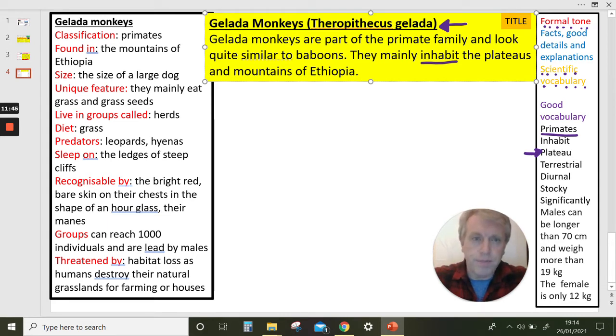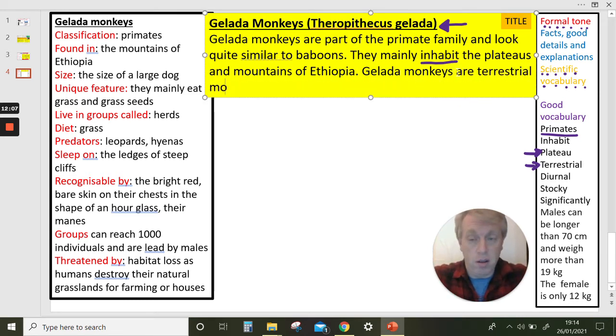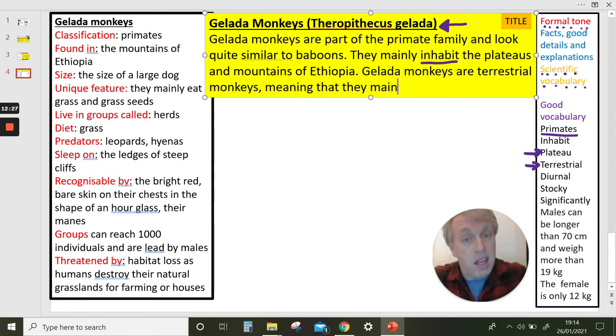Okay, what shall I write now? Gelada monkeys. I'm going to look at the list of words here. That'll help me. Terrestrial. Gelada monkeys are terrestrial monkeys. And I'll put in brackets or after a comma to explain, because not everyone knows a word like that, so scientists do have to use good words and then explain. Gelada monkeys are terrestrial monkeys, meaning that they mainly live on the ground.